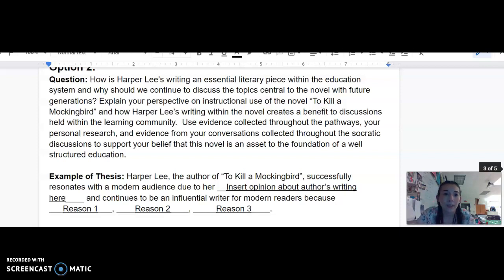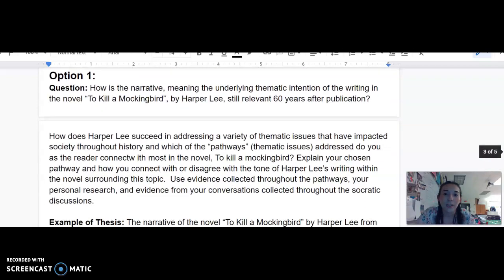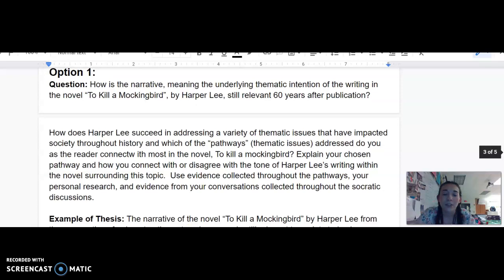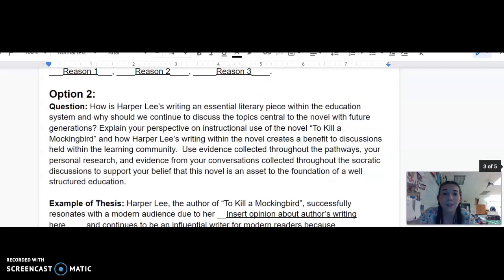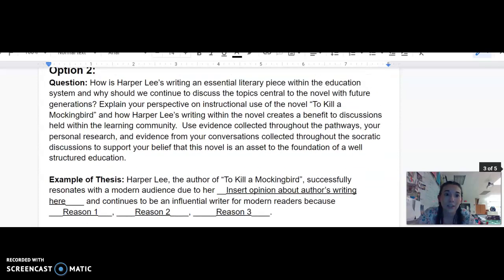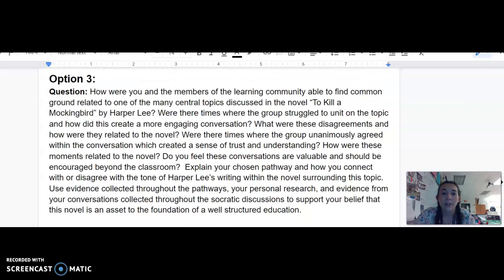So I would recommend, there is a third option, but hold on one second. Option 1, I would recommend if you particularly have an interest in the different types of pathways and you found one of the content areas particularly engaging. Option 2, I would use if you find To Kill a Mockingbird, the novel, particularly engaging. And then option 3 is geared toward our conversations and the idea that we should have more open conversations.